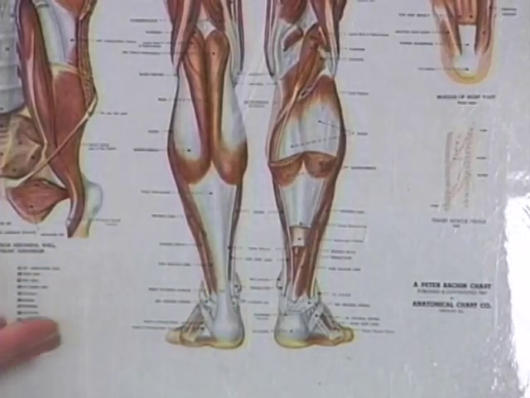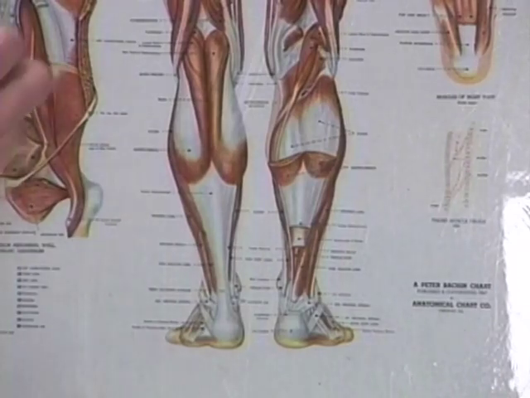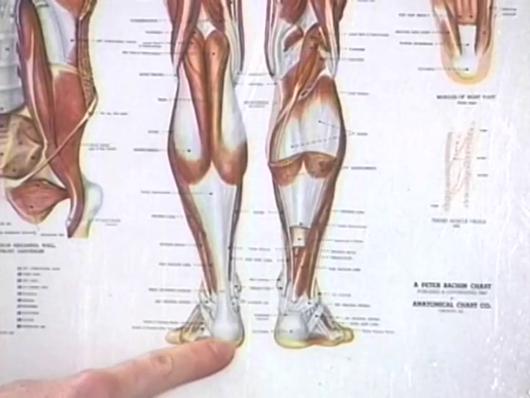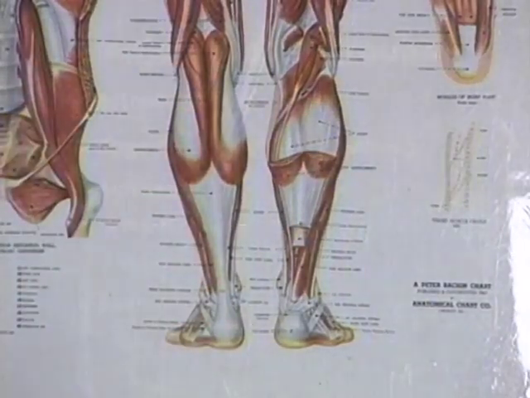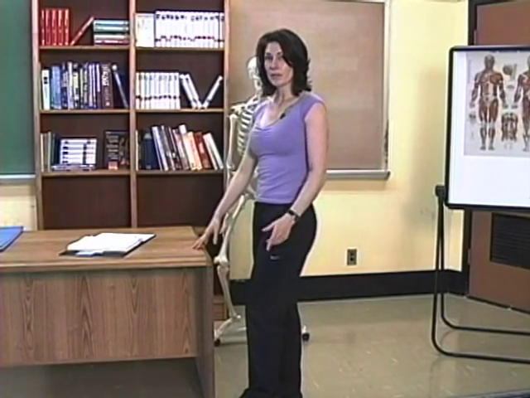Also, you might notice that the gastrocnemius is really a two-joint muscle because it originates on the femur and inserts on the calcaneus, therefore crossing both the knee and the ankle joints. The main actions of the gastrocnemius muscle are plantar flexion as well as knee flexion. An exercise example that works the gastrocnemius muscle group is a standing heel raise. To demonstrate the standing heel raise, the starting position is with the heels hanging off the edge of a step.